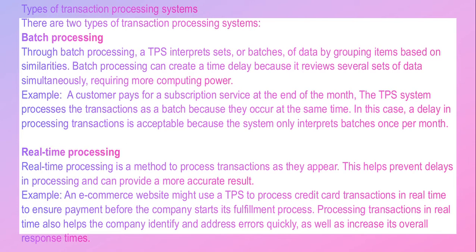Second is real-time processing. Real-time processing is a method of processing transactions as they appear. This helps prevent delay in processing and can provide a more accurate result. For example, an e-commerce website must use a TPS to process credit card transactions in real time to ensure payment before the company starts its fulfillment process. Processing transactions in real time also helps the company identify and address errors quickly, as well as increase its overall response time.